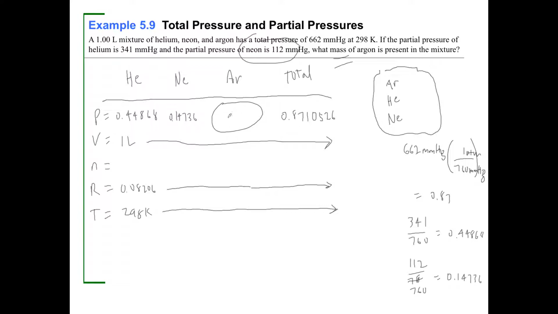So what I'm going to do is first of all find the partial pressure of argon. And then I'll start thinking about this. All right, so the partial pressure of argon is going to be the total minus these two, right? It's going to be easier. Yeah, let's do this. Add 0.44868 to 0.14736, and then subtract that from 0.8710526.